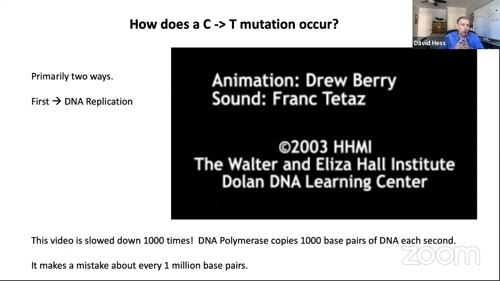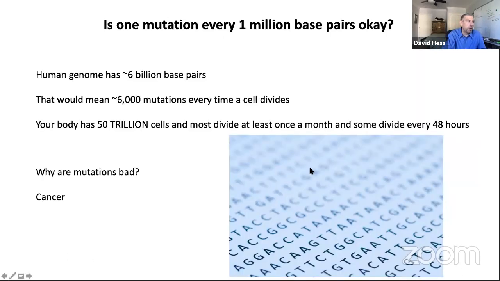So it's incredibly fast. And all of that protein machinery that's doing that work makes a mistake every once in a while. It makes a mistake about 1 in every million base pairs. Maybe that doesn't sound too bad, but we need to dig into that number.